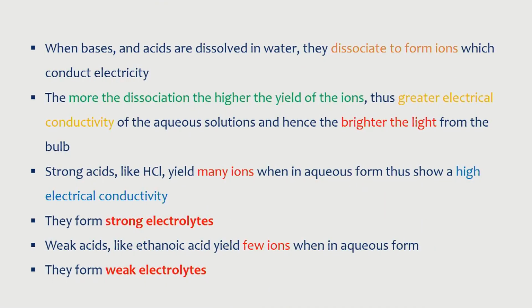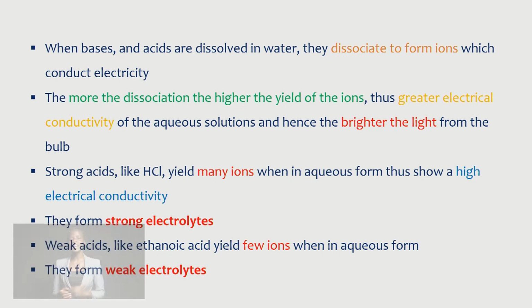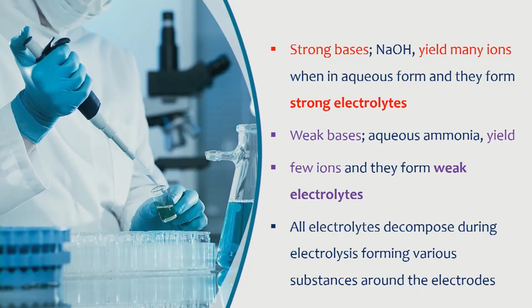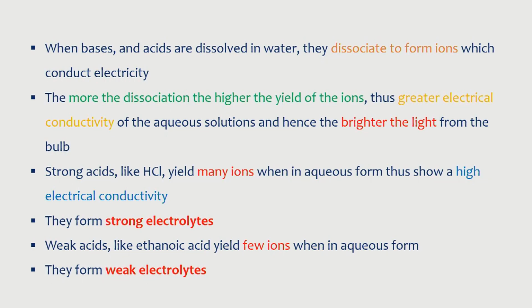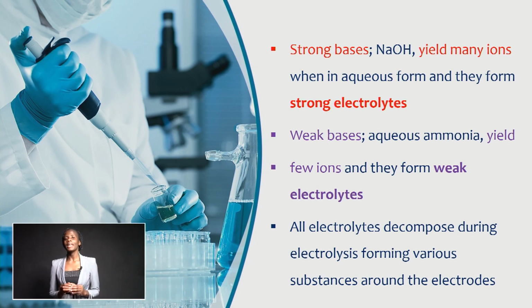Weak acids, let's say ethanoic acid, will give few charged ions. And because it has few charged ions, the bulb will not light so brightly because it is a weak acid. In that case, we can further define that there are weak electrolytes and there are strong electrolytes. Just like we said earlier, strong acids and strong bases form strong electrolytes, while weak bases and weak acids form weak electrolytes, depending on their electrical conductivity, or depending on the number of charged ions that they produce. So that's all about electrolytes.